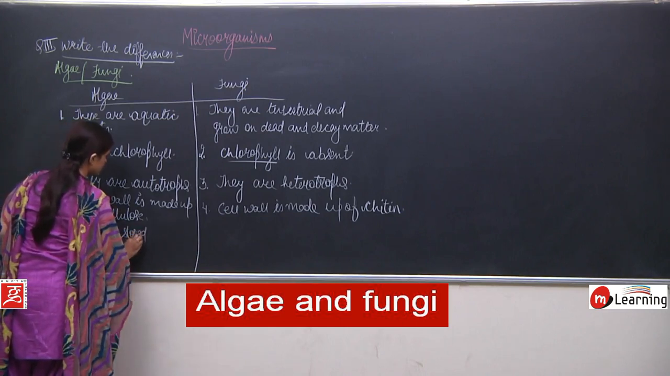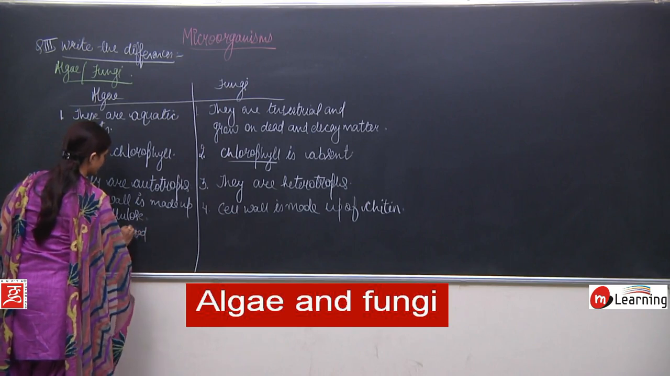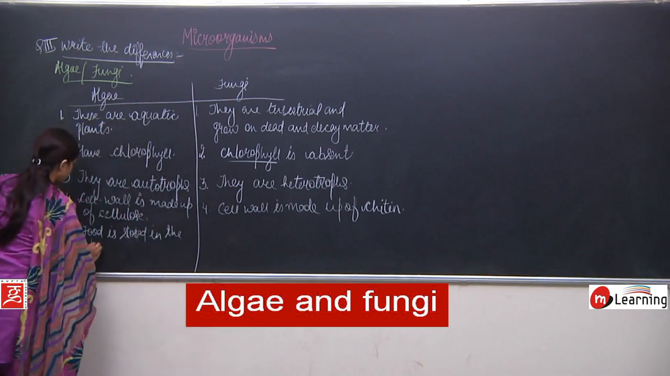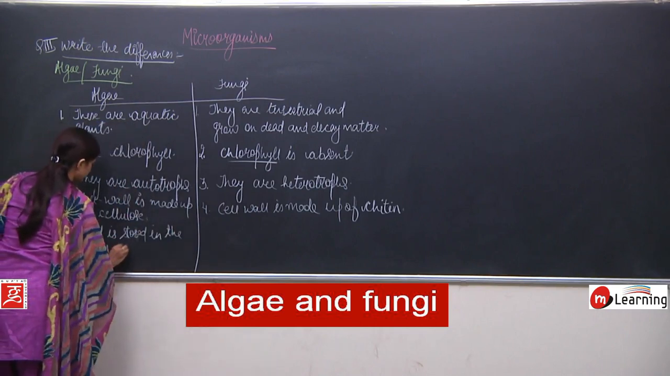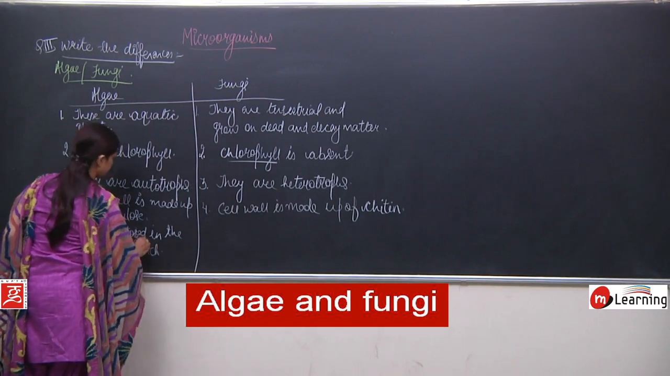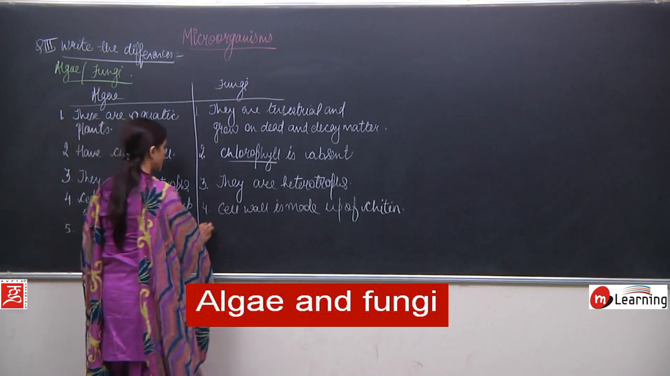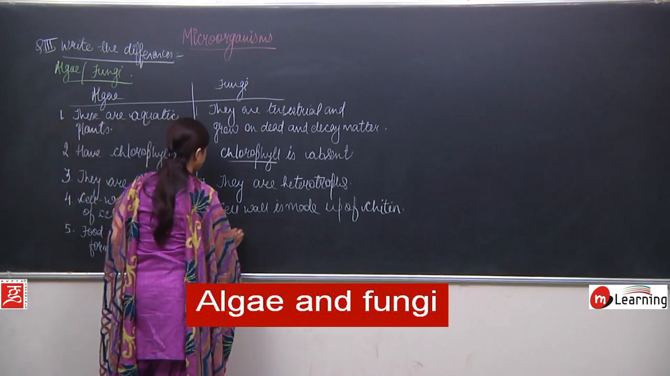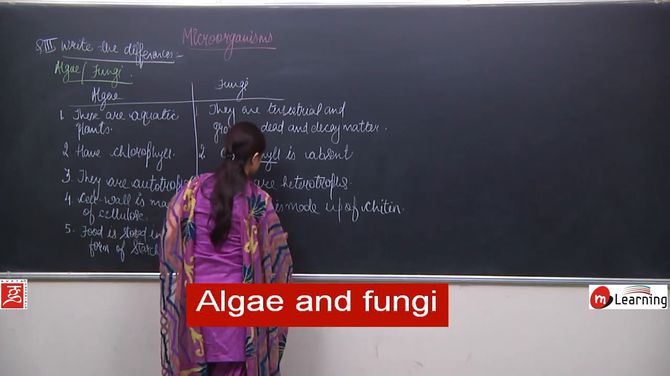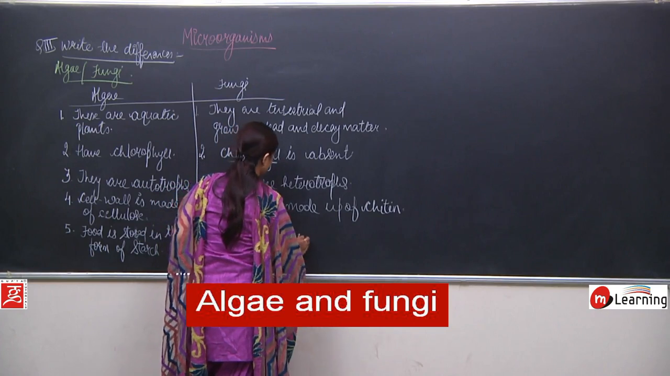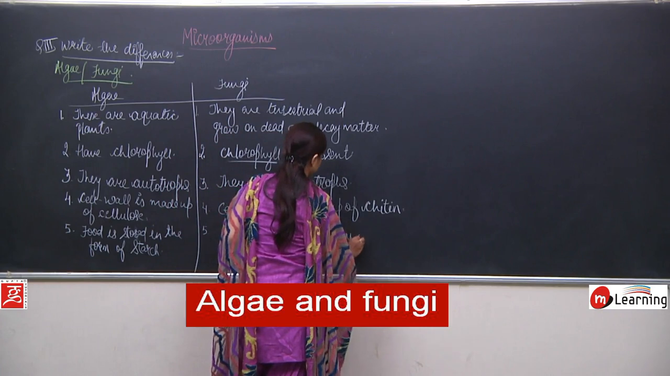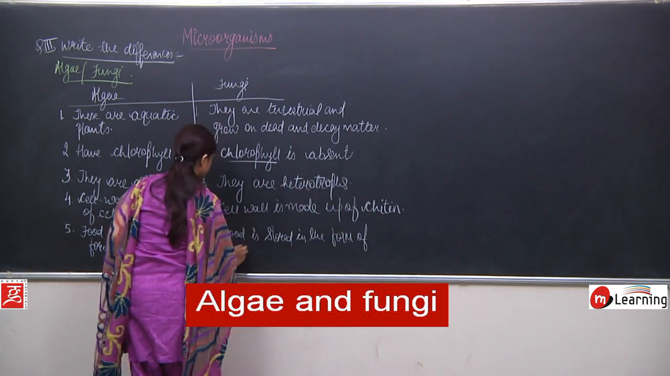Food is stored in the form of starch. And here the food is stored in the form of glycogen.